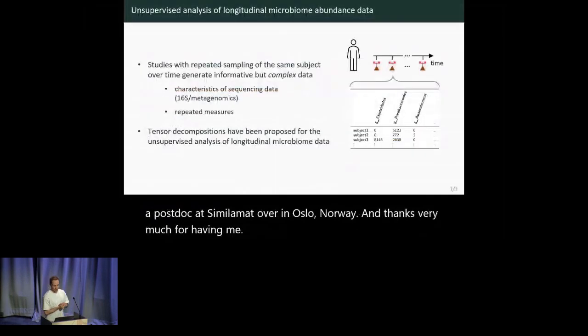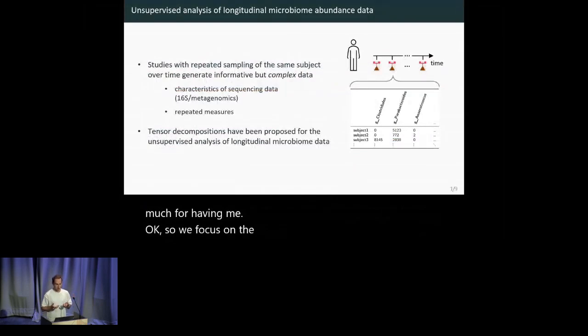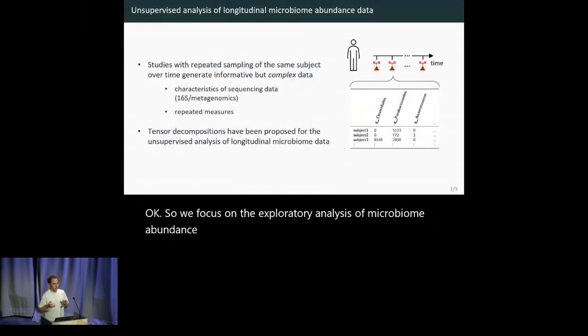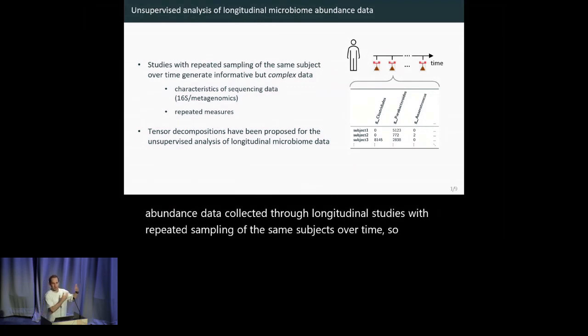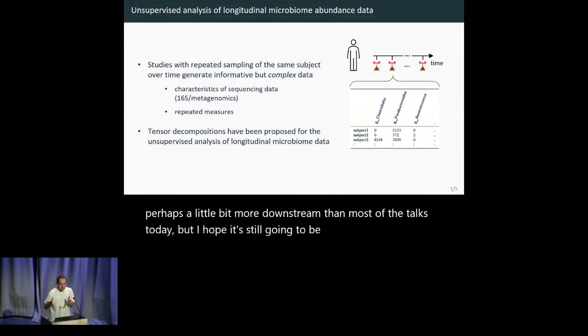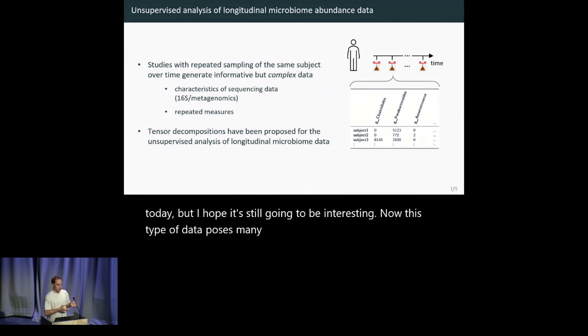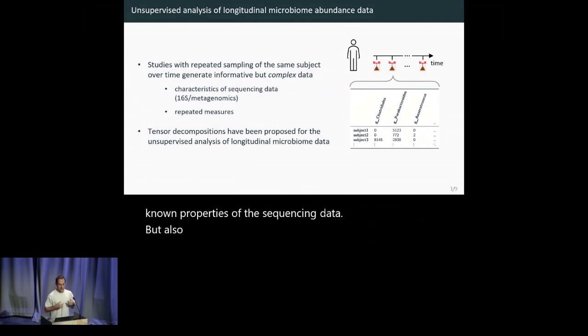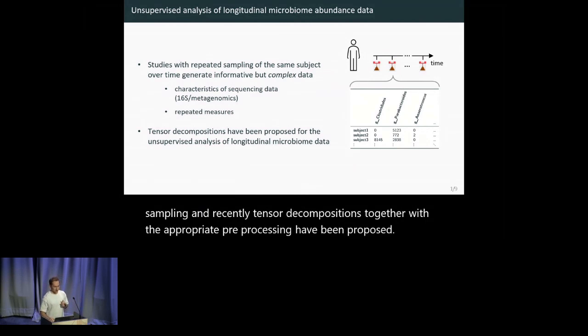Okay, so we focus on the exploratory analysis of microbiome abundance data collected through longitudinal studies with repeated sampling of the same subjects over time. So this is perhaps a little bit more downstream than most of the talks today, but I hope it's still going to be interesting. Now, this type of data poses many challenges, including the high dimensionality, compositionality, sparsity, etc., the well-known properties of these sequencing data, but also the correlation structures induced by the repeated sampling. And recently, tensor decompositions, together with the appropriate pre-processing, have been proposed to overcome many of the challenges that this type of data poses.